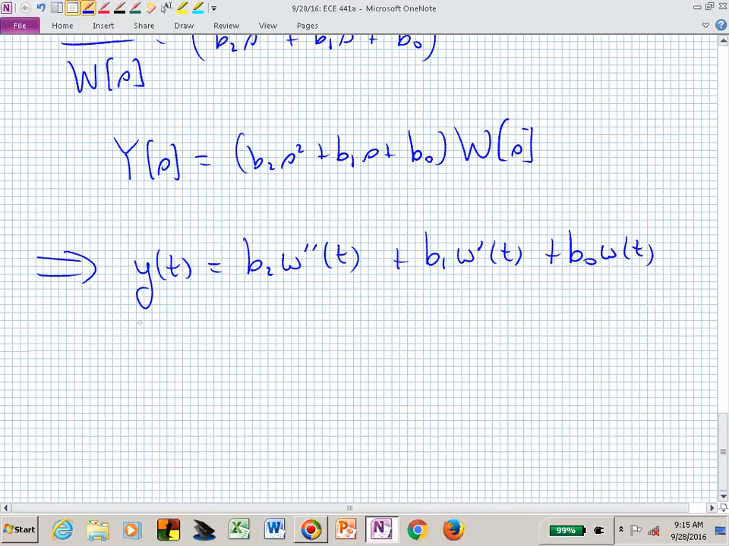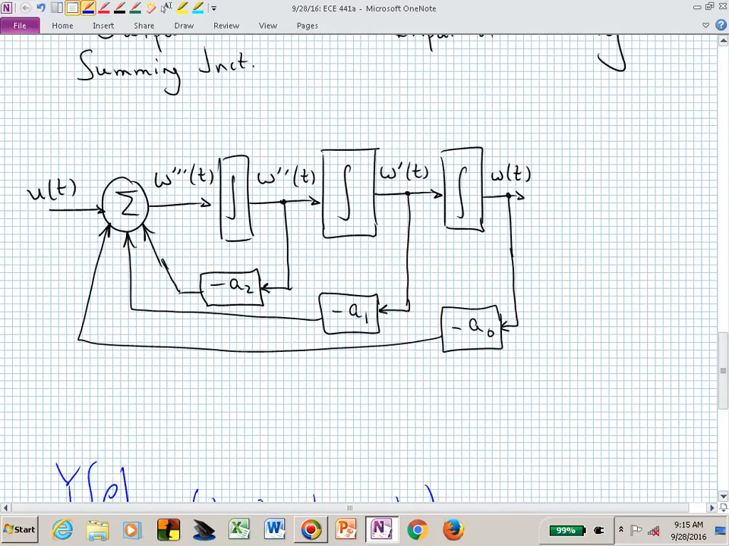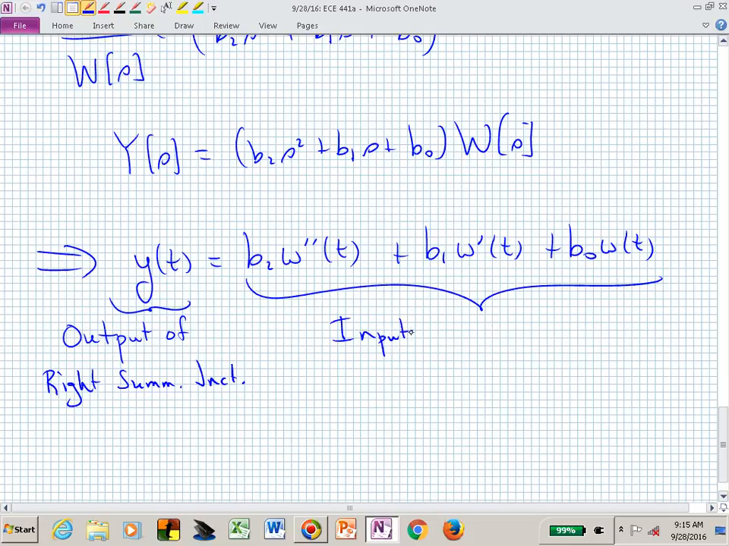And again, what we want to do is view this as the output of a summing junction. And because we already have introduced one summing junction, this summing junction is going to go over here on the right. So I'm going to call that the output of the right summing junction. And this is the inputs to that same summing junction, which is over on the right.